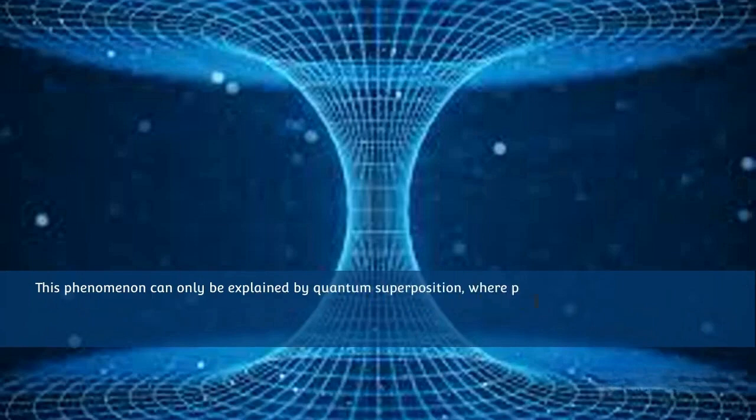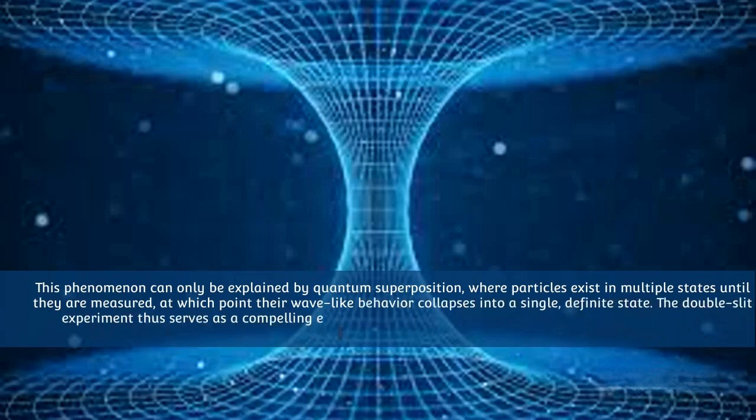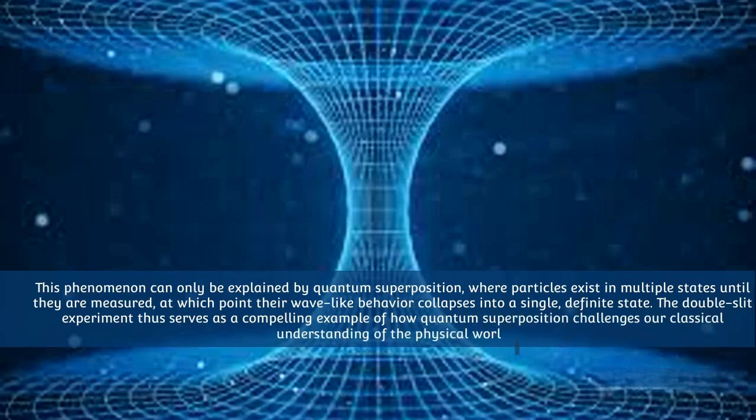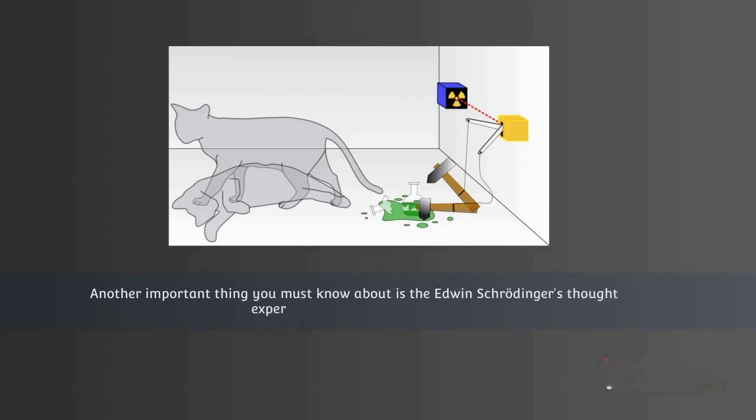This phenomenon can only be explained by quantum superposition, where particles exist in multiple states until they are measured, at which point their wave-like behavior collapses into a single definite state. The double slit experiment thus serves as a compelling example of how quantum superposition challenges our classical understanding of the physical world. Another important thing you must know about is Erwin Schrödinger's thought experiment, Schrödinger's cat.